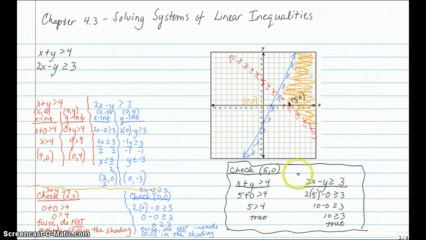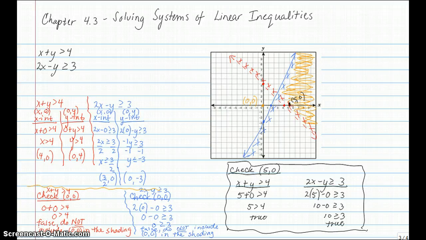So far, so good. The second equation, 2x minus y is greater than or equal to 3. Substitute 5 for x, 2 times 5. Substitute 0 for y. 2 times 5 minus 0 is greater than or equal to 3. 10 minus 0 is greater than or equal to 3. 10 is greater than or equal to 3. That's true. So (5, 0) is in fact a solution, and we have in fact shaded correctly.